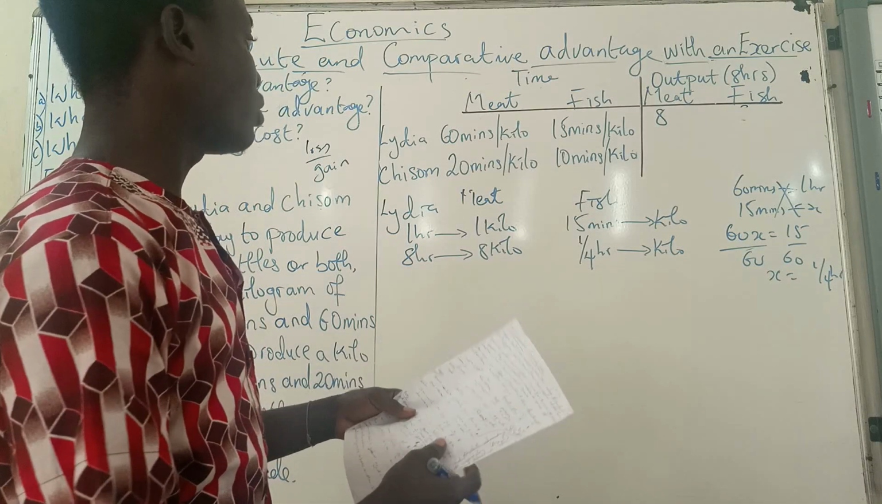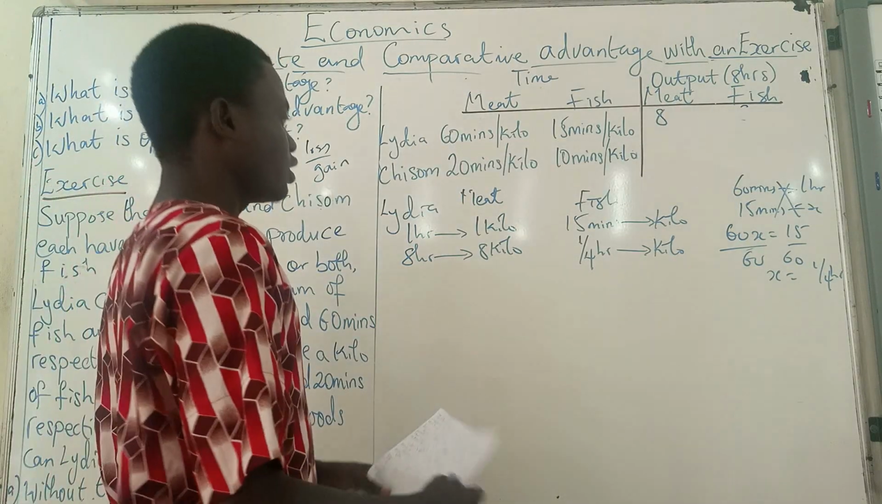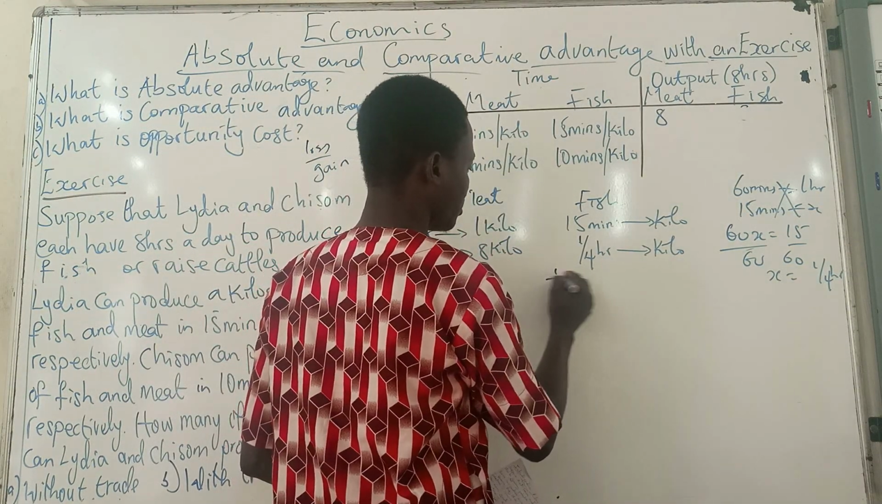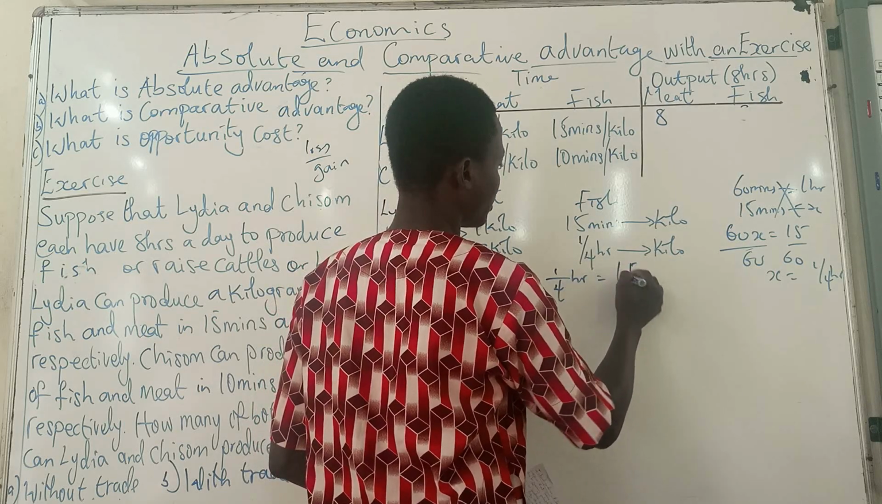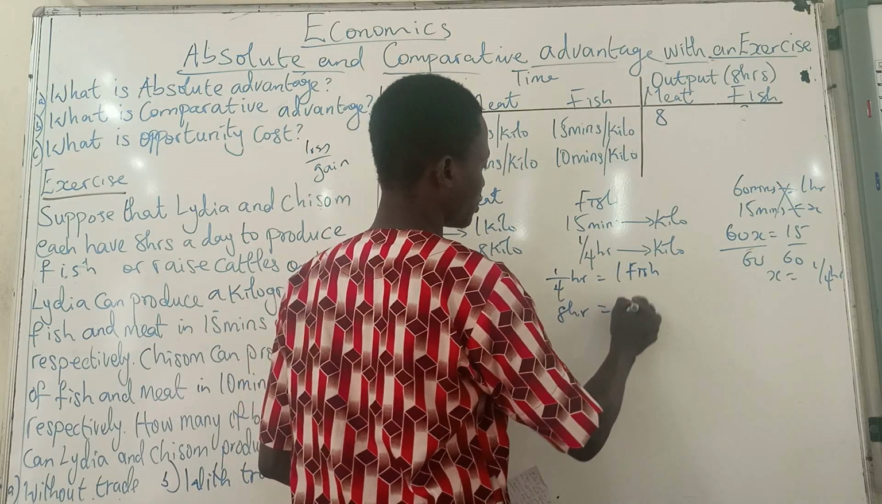She's not spending any time on meat now. Yeah, she's spending all of her 8 hours on fish. So if in 1/4 of an hour she produces 1 kilo, let me just write it again. So this is equal to 1 fish. So now in 8 hours, she produces what?